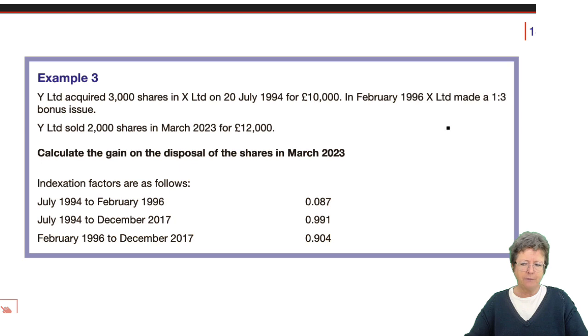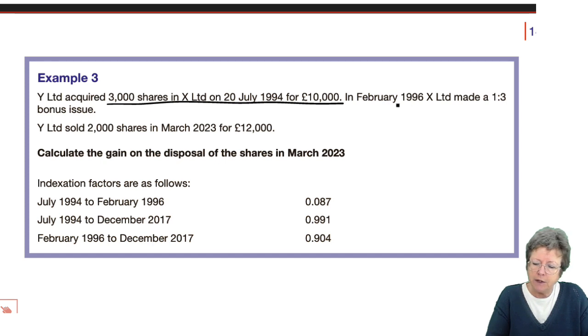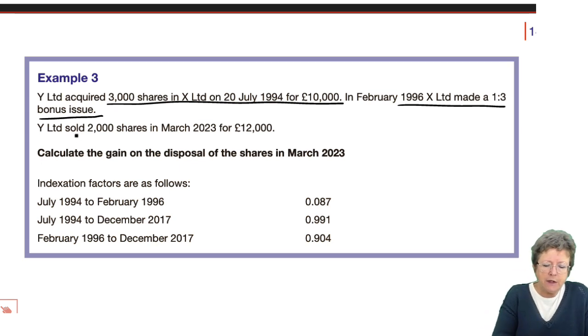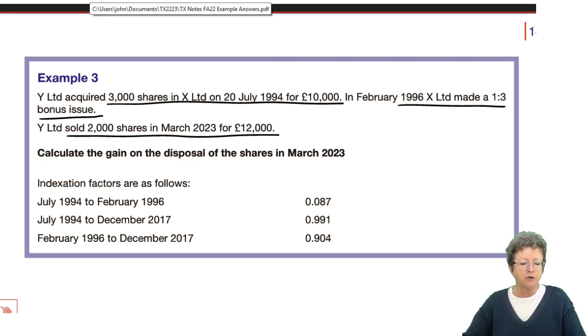So let's have a look at example number 3. We've got some shares here. He bought 3,000 shares in July 94 for 10,000. And then in February 96, they made a 1-for-3 bonus issue. And then they sold some shares in March 2023. Got some indexation factors here that need to be dealt with. So let's have a look at how this works in a model answer, because the process is exactly the same as the one that we have just been through.